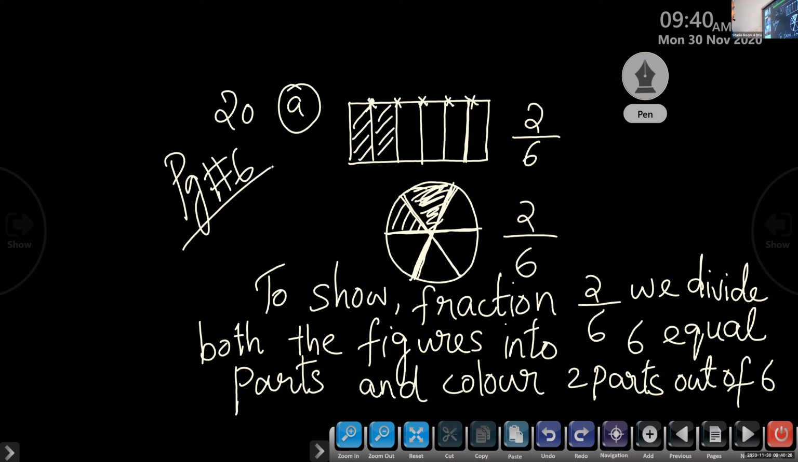So children, what can we write? A, and 2 figures as given. You have to divide into 6 parts. And we are writing how we can show fraction 2 by 6. We divide both the figures into 6 equal parts and color 2 parts out of 6.